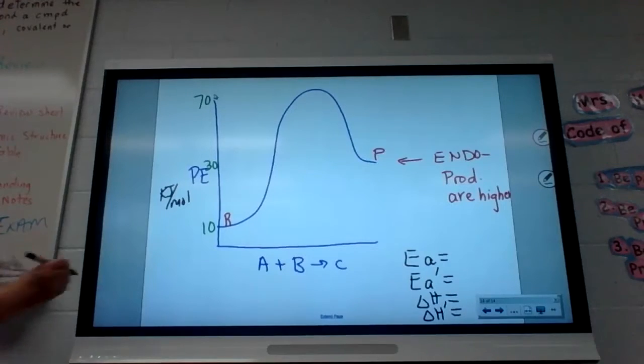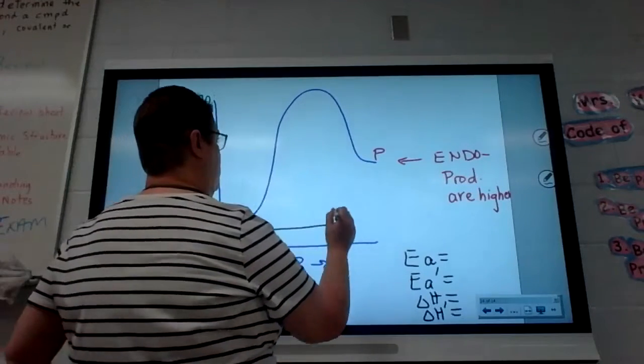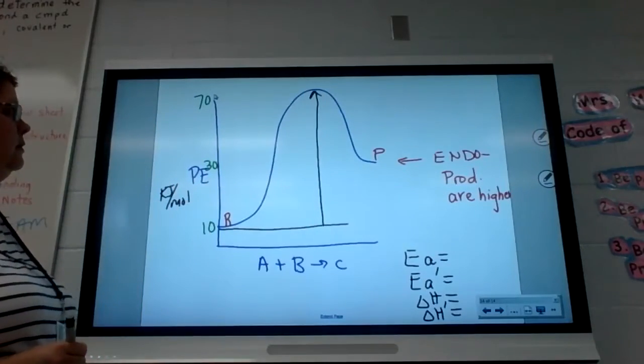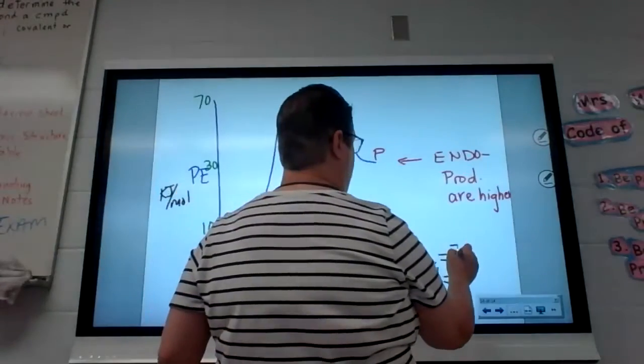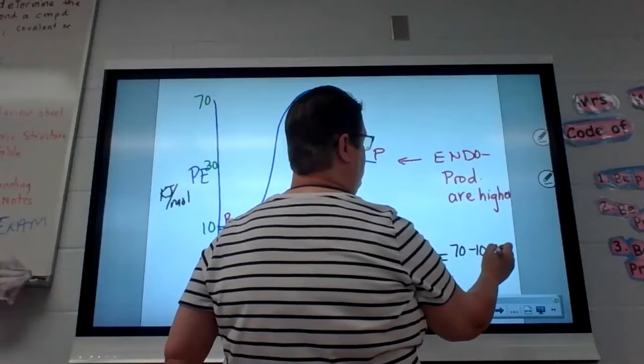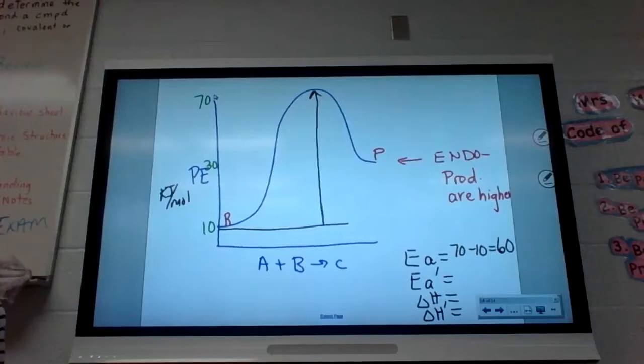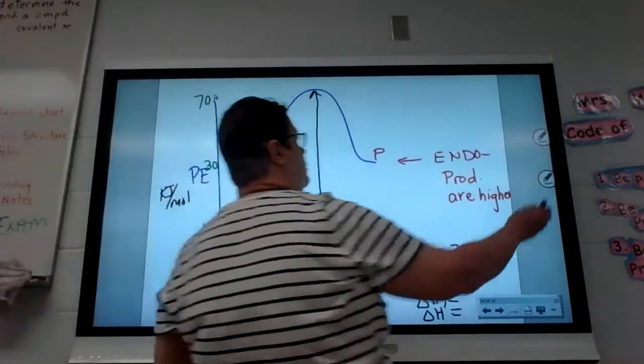From the reactants to where? The top of the curve. So I go from 10 to what? 70 minus 10 is 60 kilojoules per mole. I'm out of space to write. Is everybody okay on that? From the reactants to the top of the curve? Yes. Okay, so let me change colors.